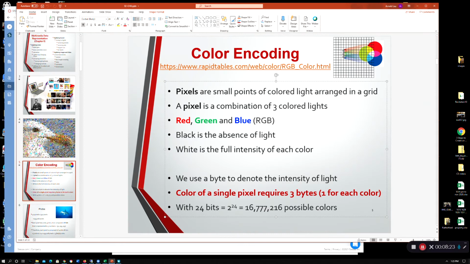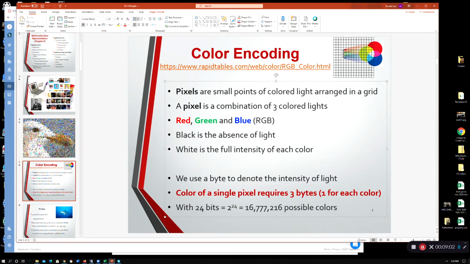Bullet point 2, a combination of the 3 colored lights, and black is the absence of light. So let's say you have a red, green, and blue. You have 3 points there, or 3 pixels. You would put 0, 0, 0, and that would give you a black color. Okay, and then white is what they consider the full intensity of each color, which would be a 1. Right, so it's 1, 1, 1 for each pixel combination. Right, there's 3 pixels. Right, 1, 2, 3.